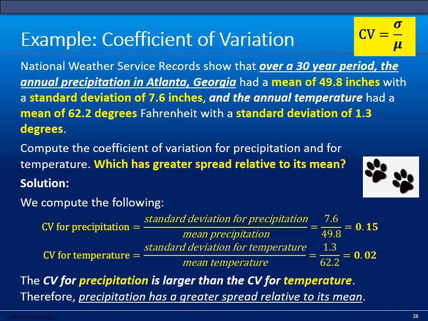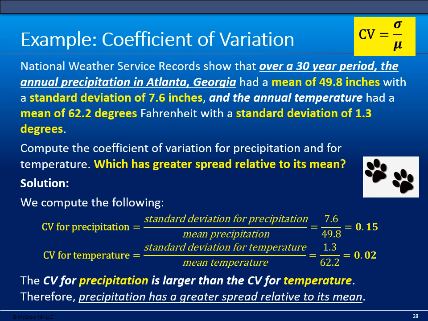Okay, so we say that precipitation has a greater spread relative to its mean. What does this mean common sense wise? It means that year after year, temperatures vary less than the amount of precipitation or the amount of rain. So temperatures stay much closer to their average values. They're not spread out as far, whereas precipitation has a much greater spread.